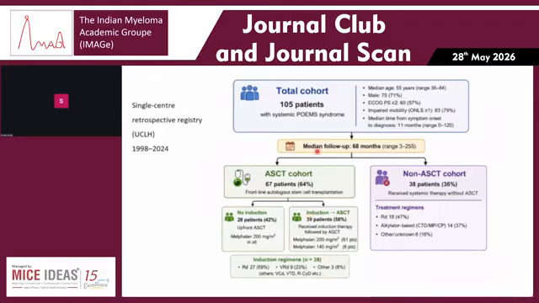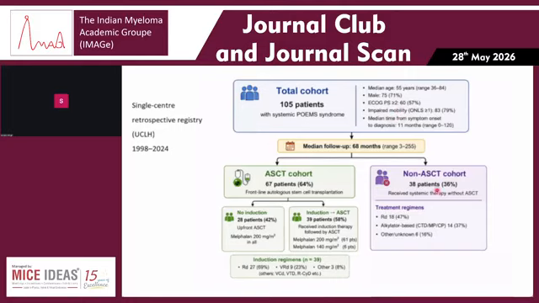So this is the study schema. It was done at UCLH, University College London Hospital, a single center retrospective registry based study from 1998 to 2024. 105 patients of POEMS who had taken systemic therapy were included. Median age 55 years, 71% were male. 79% of the patients had impaired mobility, and the median time to diagnosis was 11 months.